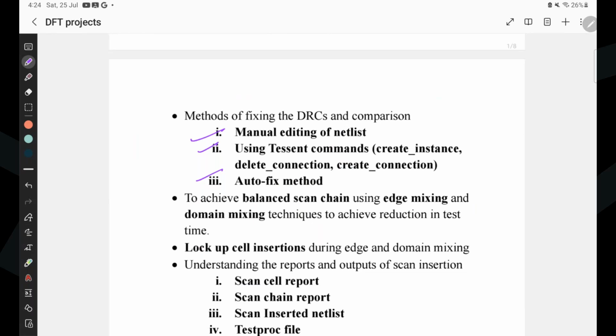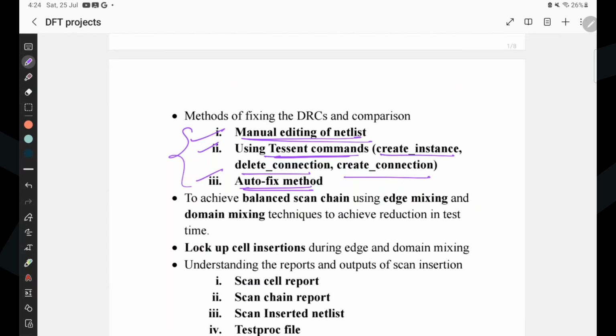The first method with which you can resolve the DRC violation is the manual editing of the netlist. Or else you can make use of Tessent commands like create instance, delete connection, create connection. You can use these commands to fix the DRC violations. Or there is an auto fix method, where the tool itself will fix the DRC violations. We will be fixing the DRC violations using all 3 methods.